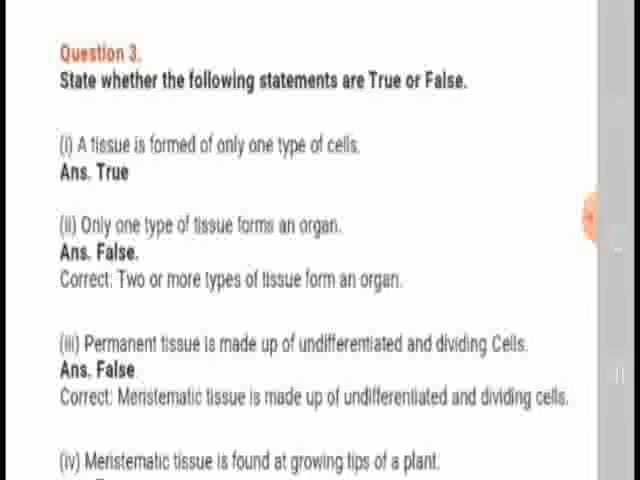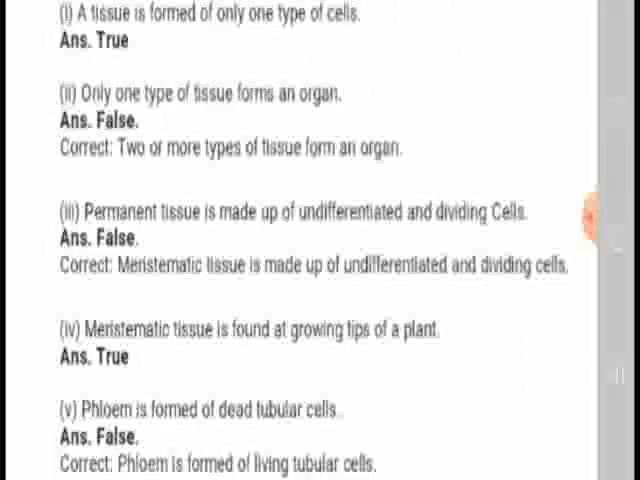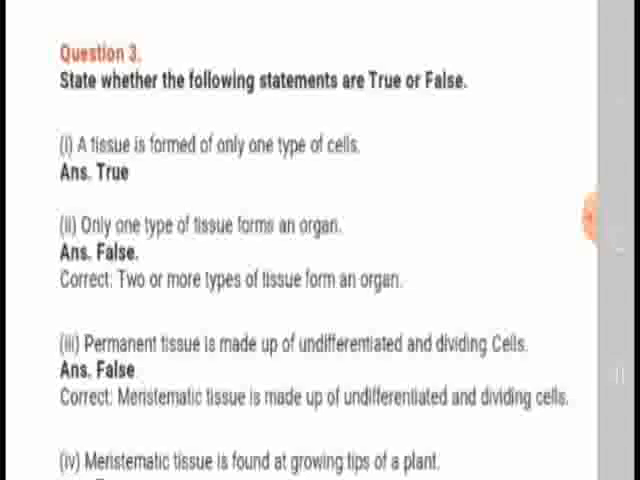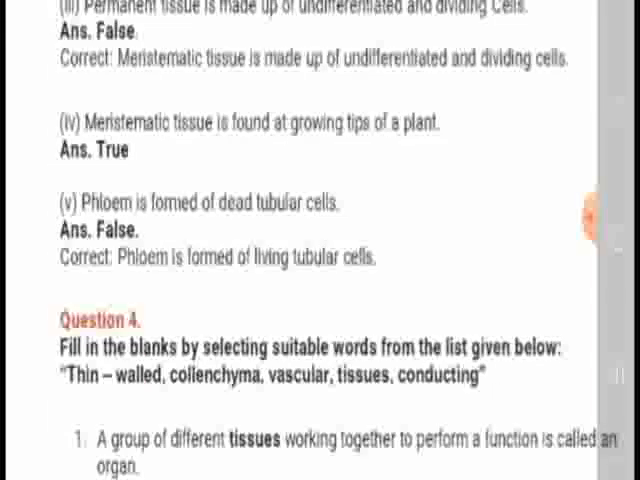Only one type of tissue forms an organ. No, the organ may be formed with many types of tissue. There may be different types of tissues, two or more types. Next, permanent tissue is made up of undifferentiated and dividing cells. No, as you know, dividing cells are made up of meristematic tissue, but permanent tissue is not made of dividing cells. Next, meristematic tissue is found at growing tips of plants. Yes, it is true, meristematic tissue is there.